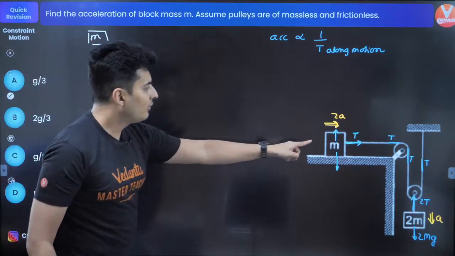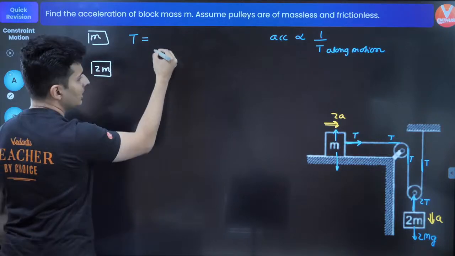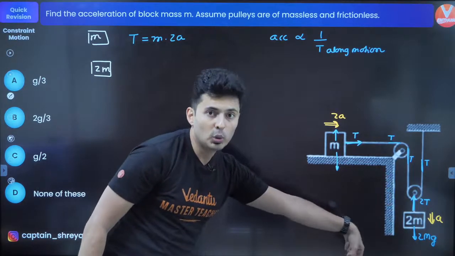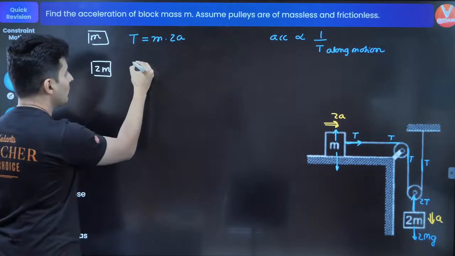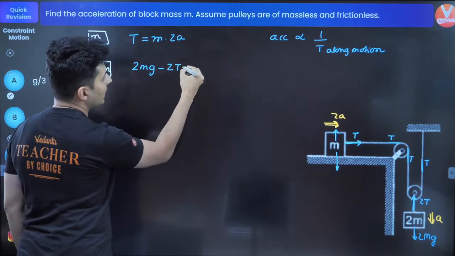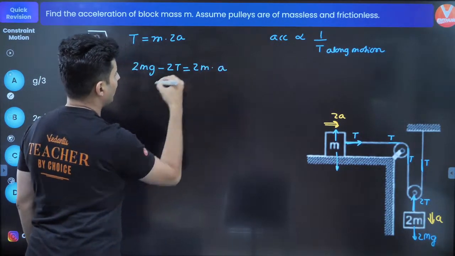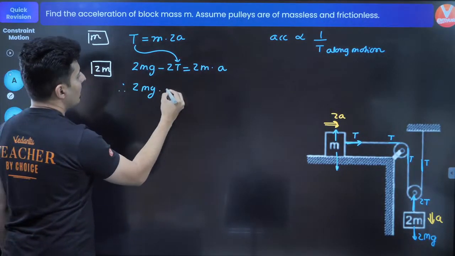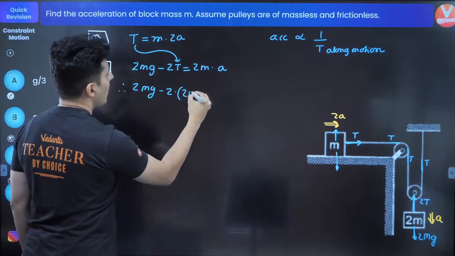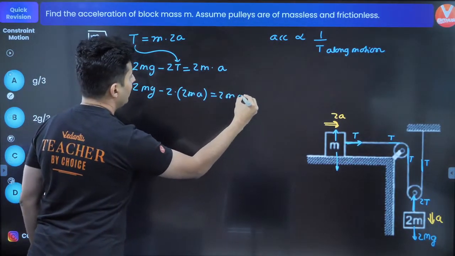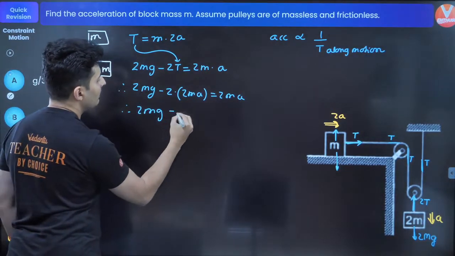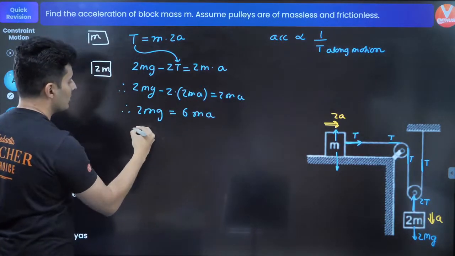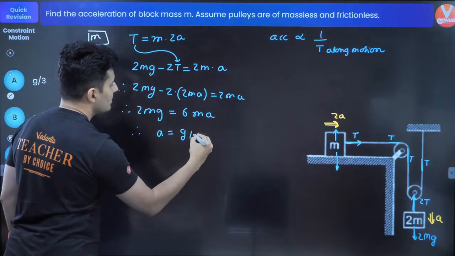For the m block, there is only one force, which is tension, and that tension will be mass into acceleration. For the 2m block, 2mg is down, 2T is up, that means 2mg minus 2T is equal to 2m into a. Take the value of tension, substitute it here, so 2mg minus 2 into 2ma is equal to 2ma. Therefore 2mg will be equal to 4 plus 2, which is 6ma. m goes, 2 goes, so a will be nothing but g by 3.